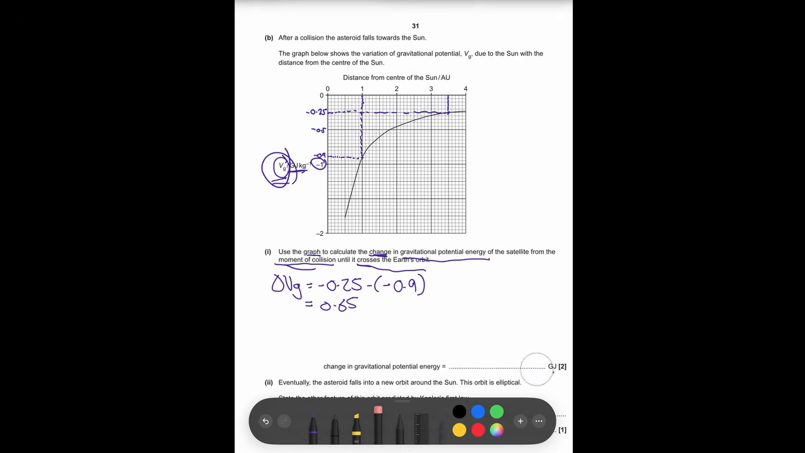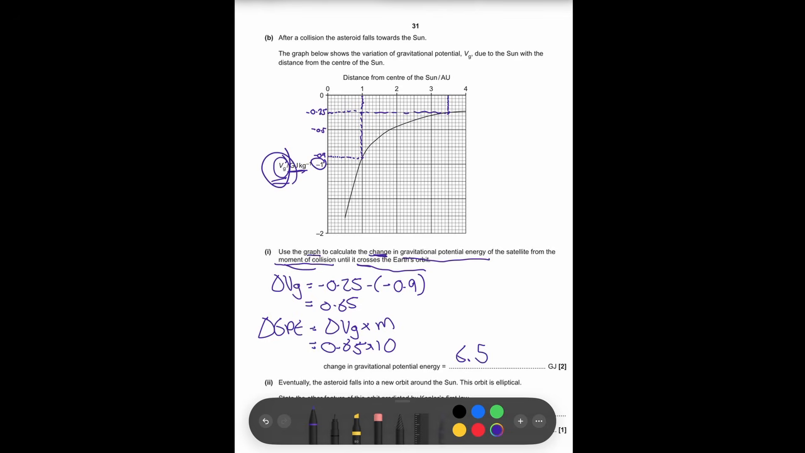So how am I going to get the energy from there? The change in GPE is going to be equal to the change in gravitational potential times the mass. Have I got the mass? Yeah, I got it earlier. It says on the question earlier that it's 10. So it's going to be 0.65 times 10, and then the answer is going to be 6.5.